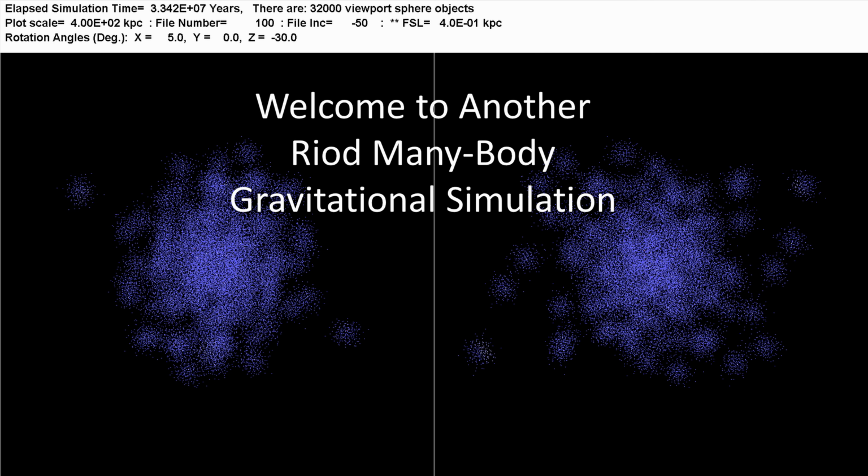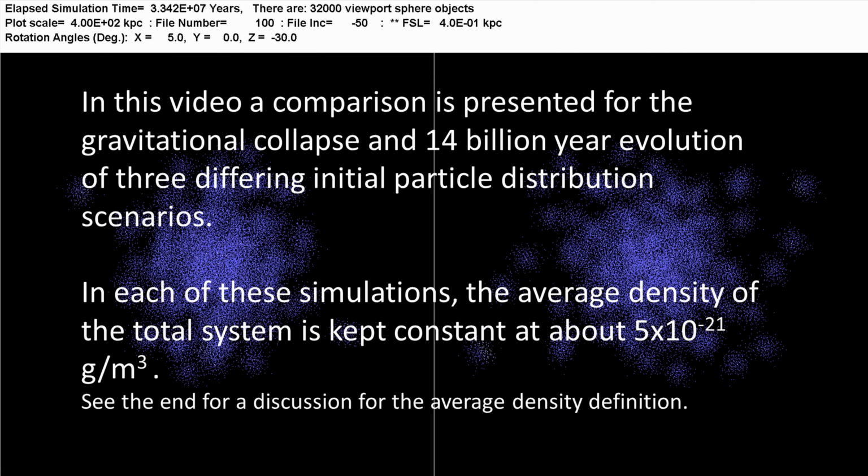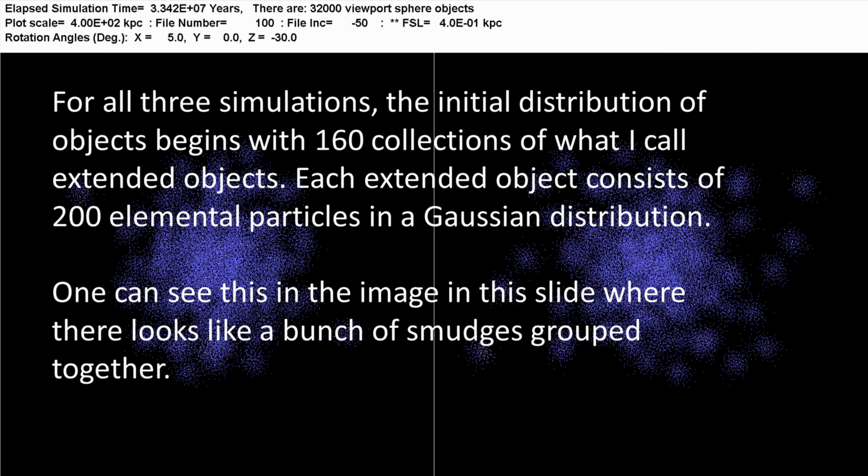Welcome to another many-body gravitational simulation video. In this video, I present 3 scenarios that gravitationally collapse and evolve over 14 billion years. In each of these simulations, the average system density is approximately 5 times 10 to the minus 21 grams per cubic meter. For all 3 simulations, they begin with a collection of 160 of what I call extended objects.